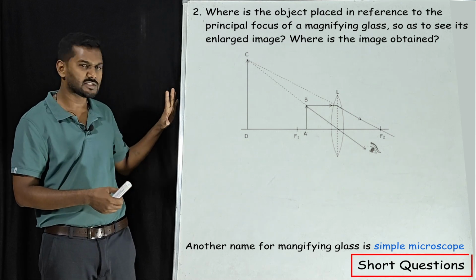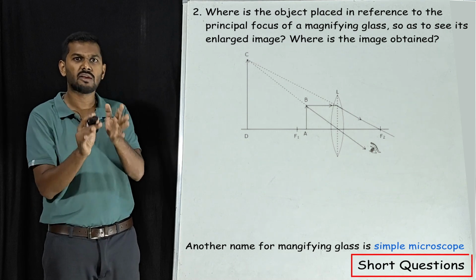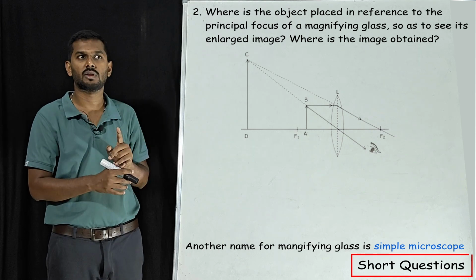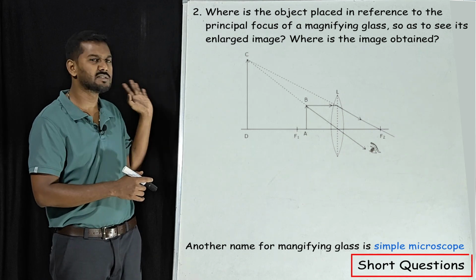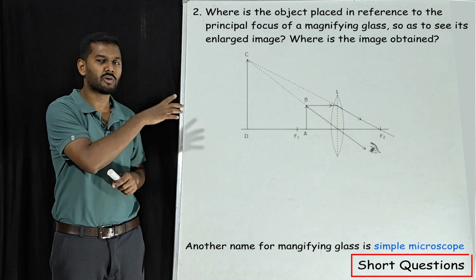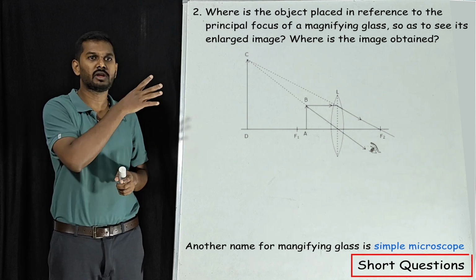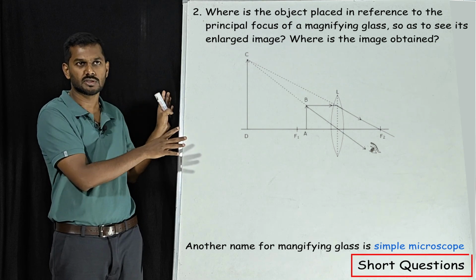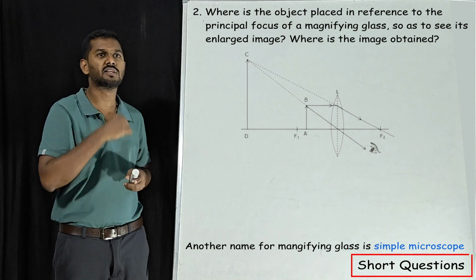Okay, if you know this diagram, when it comes to magnifying glass, you have to imagine this diagram only. When it comes to magnifying glass, this is the diagram, the last case of convex lens. Then only you can answer the questions. Now if you know this diagram, if you have seen the ray diagram video, you will know this, correct? So if you know this, you can answer this question.